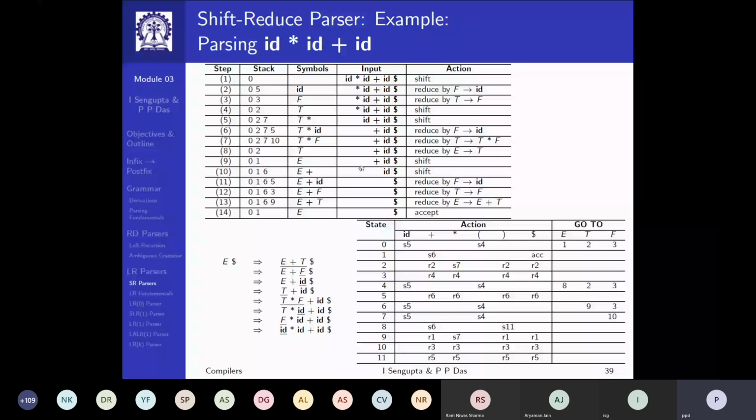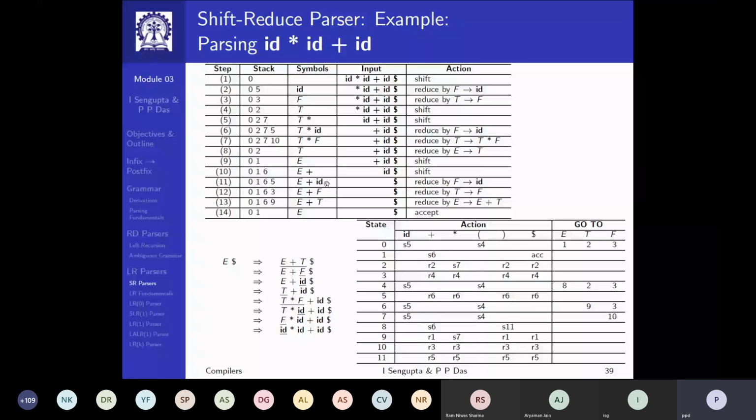6 ID is S5. So ID is shifted. I go to state 5. Then $5. Now I have $5. $5 is R6, which is reduction by F producing ID. So I do that reduction. ID gets removed, gets F.